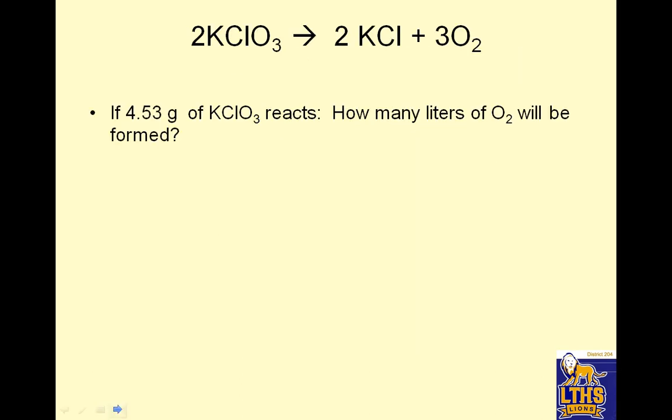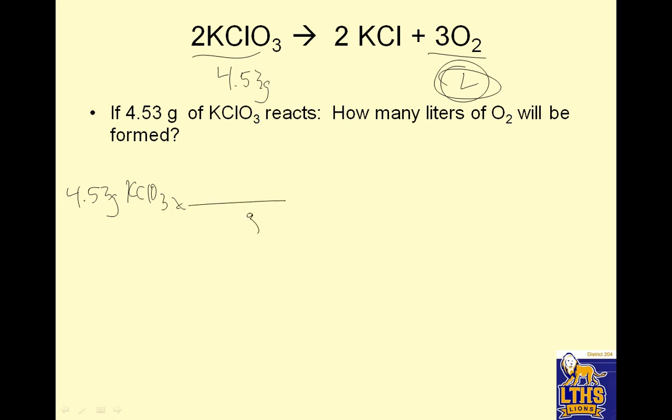Okay, let's do another one. KClO3 yields 2 KCl plus 3 O2. 4.53 grams, again 4.53 grams. How many liters of O2? So I'm going to go to liters of this. So again, to get from here to there, I have to go through moles. So let's do it. 4.53 grams KClO3 times a dividing bar, grams of KClO3, 1 mole KClO3.